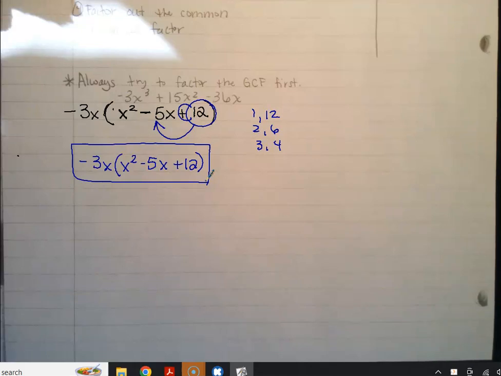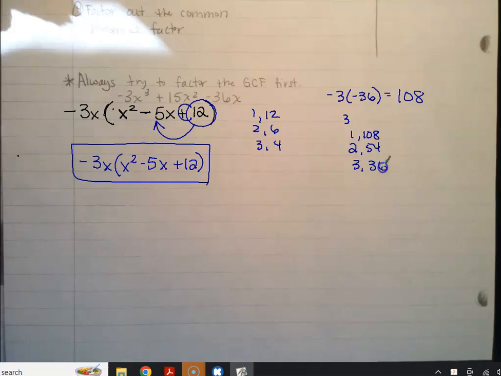Would we have gotten the same thing if we didn't factor out first and we just went off the negative 3x cubed, 15x squared? So if we had done negative 3 times negative 36, is that what you're saying? Yeah. So that would give us a positive what? 3 times 30 is 90, 3 times 6 is 18, so 108. And then what factors of 108 would give us 15? So 1 and 108, 2 and 54, 3 and 36.